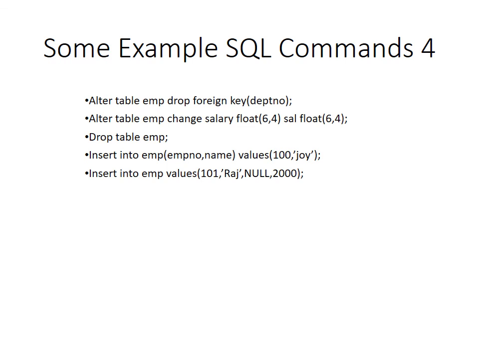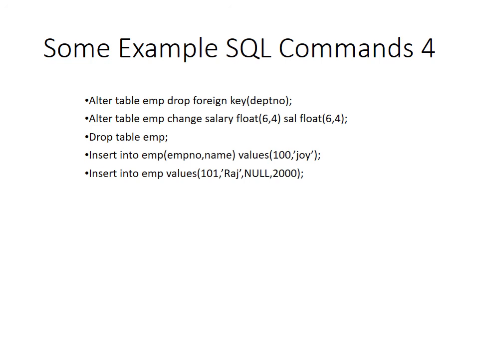Next command, alter table emp change salary float 6,4 salary float 6,4. Here you can see the change. What is that change? The column name is changed from SALARY to SAL. That means to change the column name. Okay. Now the next one, drop table emp. In order to delete the entire table, not only the records but even the structure of the table, the entire table itself, the command used is drop table emp.